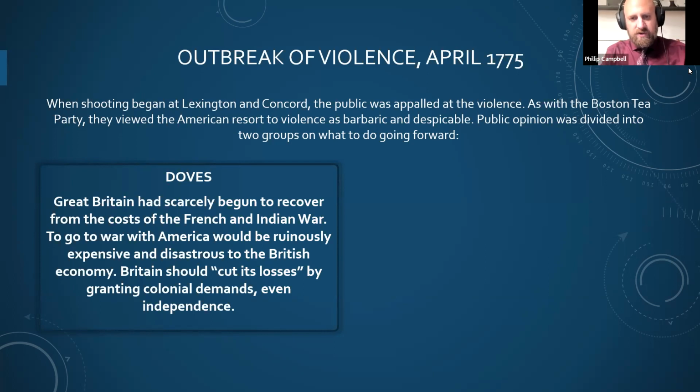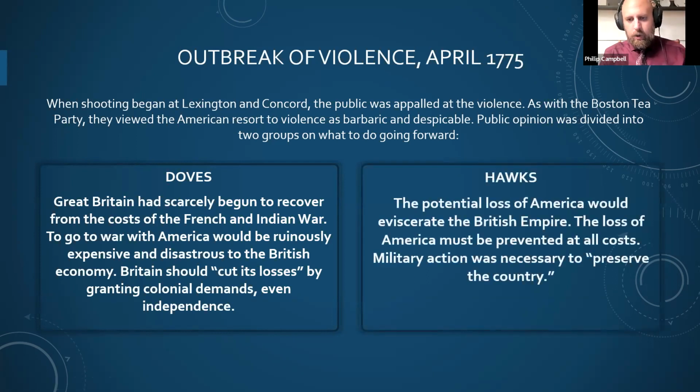And then on the other hand, of course, you have the hawks who are taking this approach. The potential loss of America would eviscerate the British Empire. The loss of America must be prevented at all costs. Military action is necessary to preserve the country. So the Hawks saw America as an integral part of the British Empire, and we could not just allow the British Empire to be eviscerated. And so therefore, it must be prevented at all costs for the sake of preserving the integrity of the empire.